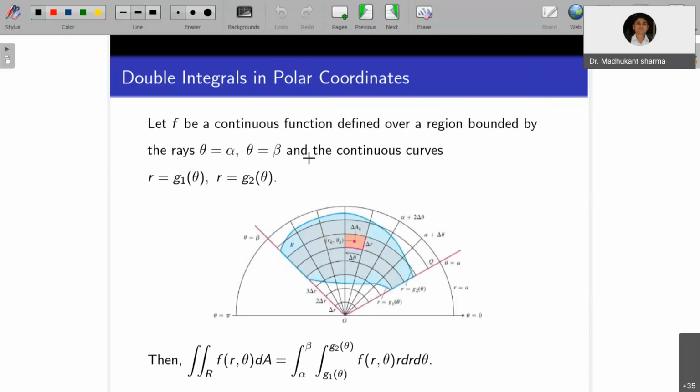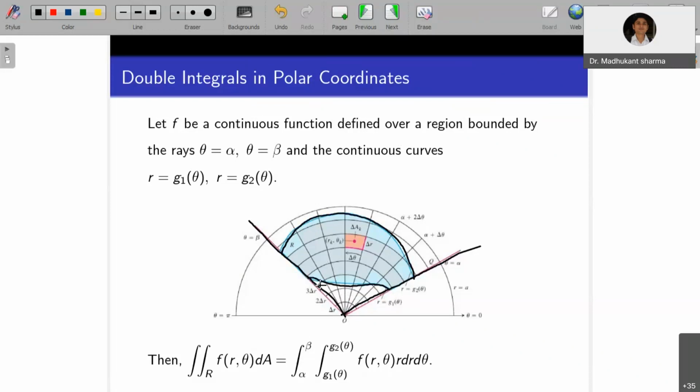Now let's first talk about, suppose you have a non-rectangular region, meaning in polar form you have a non-rectangular region. That means you have the rays for theta, as we have seen in Cartesian form, but r is not bounded from r equals a to b. It is going to be r equals some function of theta and r equals some other function of theta. It is bounded between them.